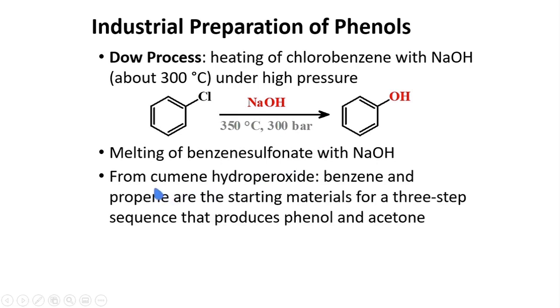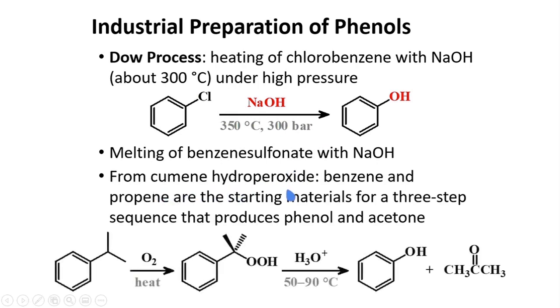The last one is using cumene hydroperoxide to produce phenol and acetone. The preparation of cumene is already discussed in another video about aromatic compounds. In the presence of oxygen and heating above 100 degrees Celsius, you will produce the cumene hydroperoxide. Mixing in acid at this temperature can convert it to phenol and acetone.